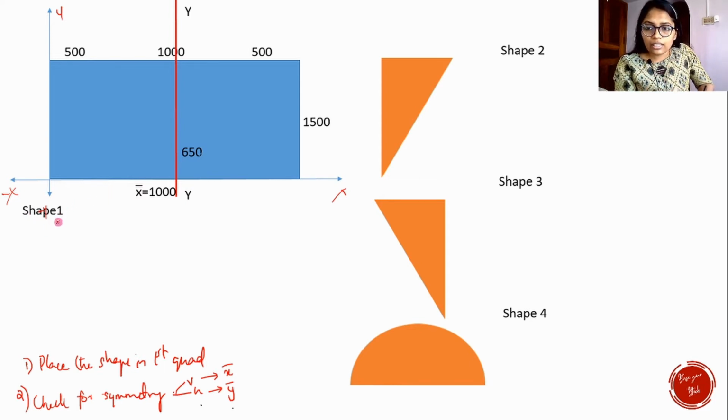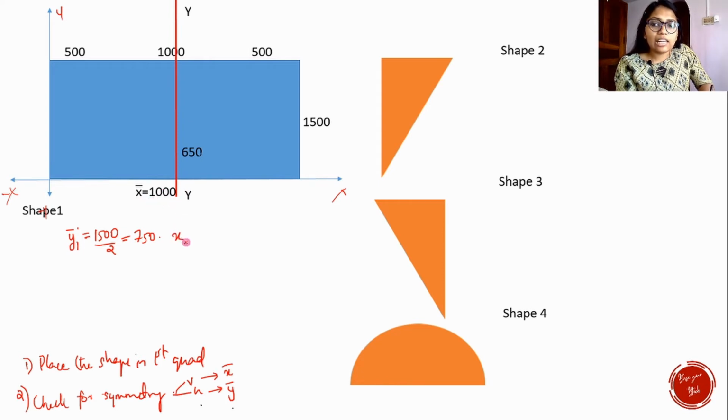Like for this shape 1, y bar, let me take it as y1 bar. y1 bar is equal to 1500 by 2, because 1500 is the vertical dimension, isn't it? So 1500 by 2, there we will have the rectangle's y coordinate of the centroid, that is 1500 by 2, which is 750. And actually there is no need to calculate the x coordinate for this shape. Why? Because we have already found out the net centroid x coordinate, which is 1000.